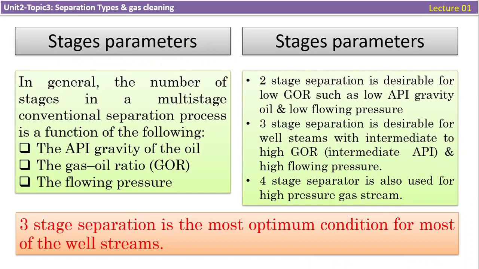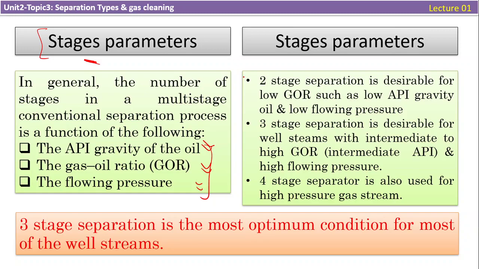So how can we decide the number of stages? What are the different parameters that decide the number of stages? There are three parameters. In general, the number of stages in the multi-stage conventional separation process is a function of these three parameters. The first is the API gravity of the oil, the second is the gas oil ratio, and the third is the flowing pressure. So these are three parameters for the stage separation.